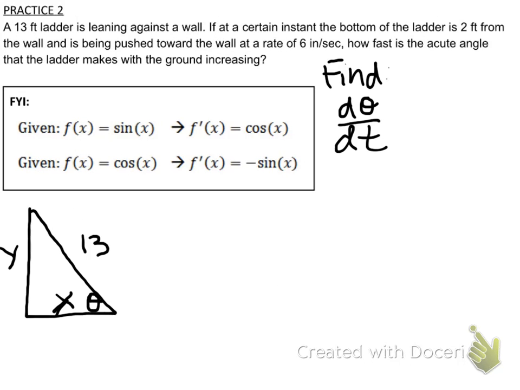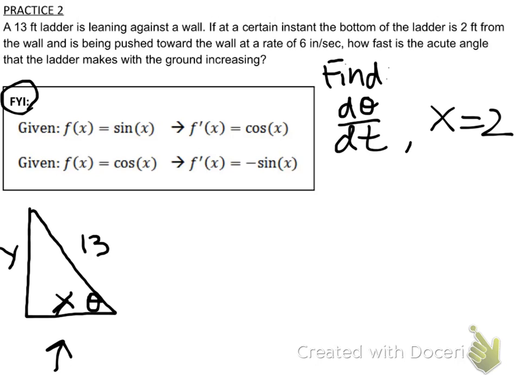Alright guys, sorry, I just need a little bit more space on my sheet. So we want to find d theta over dt when x equals 2. And we know that we have this picture right here. So, what kind of equation can we write that has anything to do with theta? And hopefully you're looking at this FYI that I've given you and having some ideas.